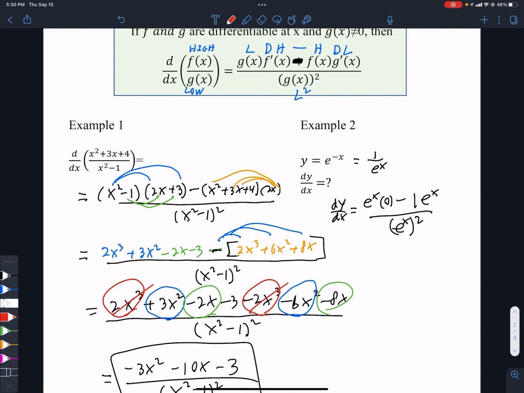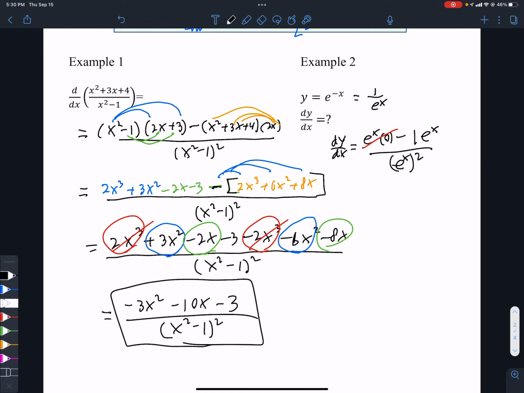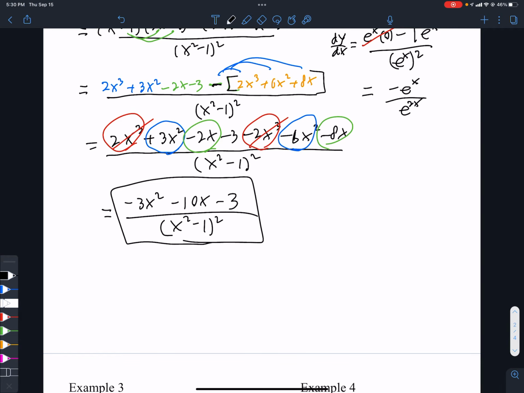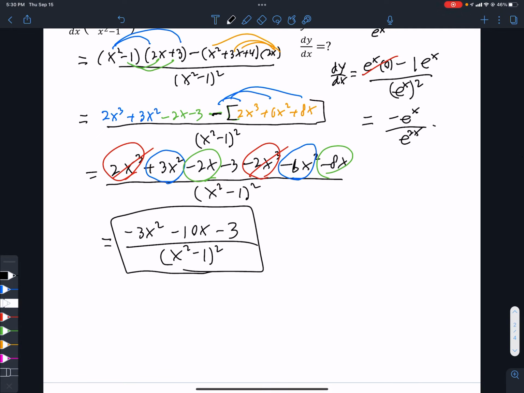Well, 0 times anything, 0. And let me do some simplifying. It's going to be minus e to the x over e to the 2x. How does that work? Well, maybe I should make it look different for you. So the rule is an exponent raised to an exponent, you multiply those, so you get 2x. But you could also just write it down twice.